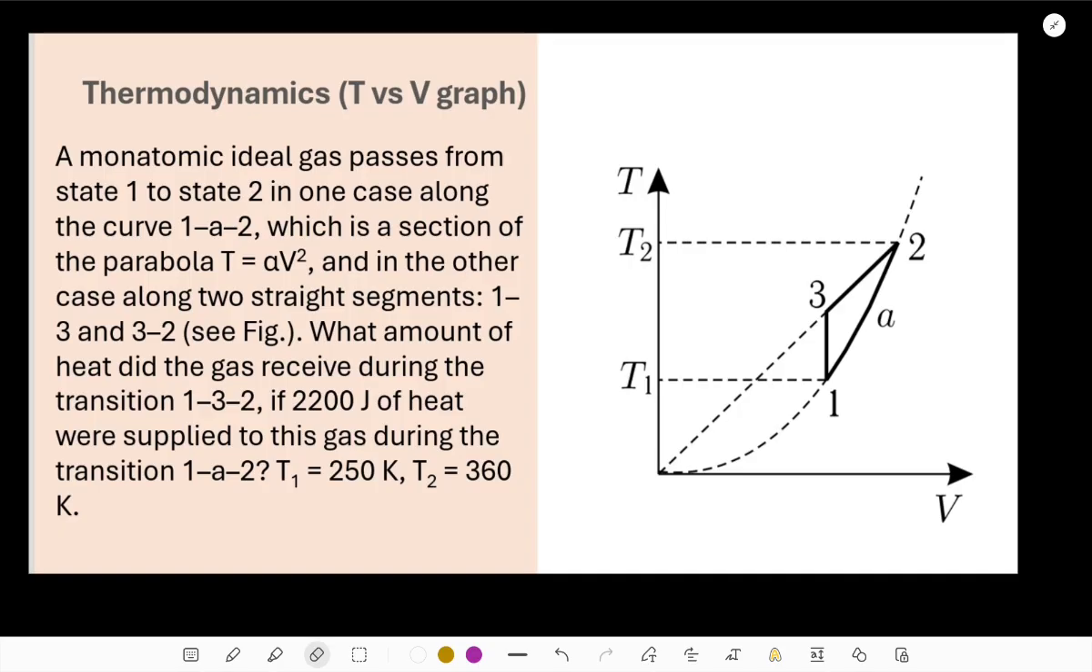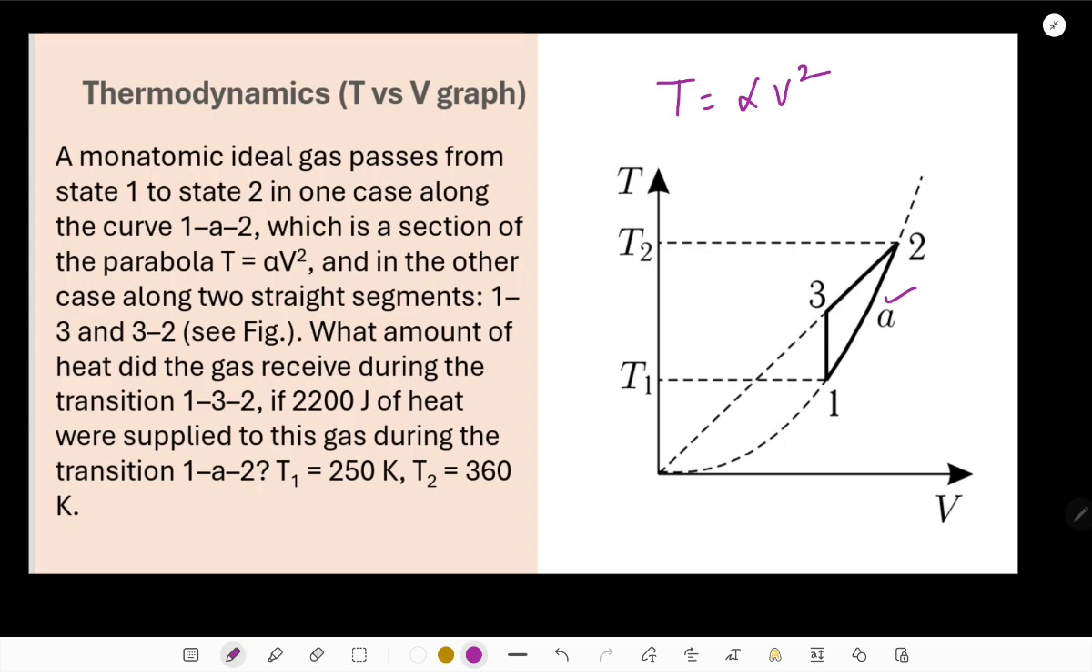In this problem, we have a monoatomic ideal gas that passes from state 1 to state 2. I think you can see this process here, state 1 to state 2 in one case along the curve 1A2. The curve A, from 1 to 2, is a section of the parabola, simply written as T equals alpha V square. V is the volume here.